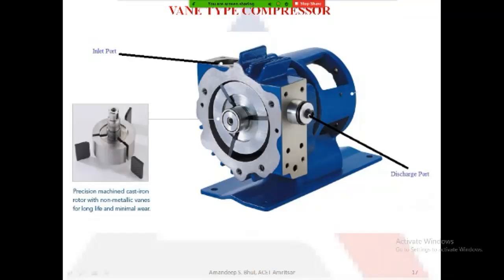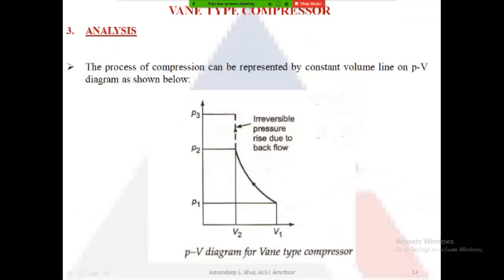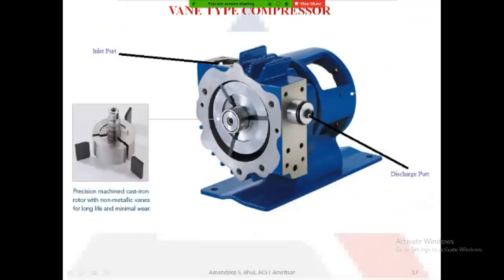On the diagram on the right hand side, you can see the inlet port. This on top is the inlet port from where the air goes in. It occupies the space in between two vanes, and then as the rotor rotates, it gets compressed and is delivered into the delivery side.